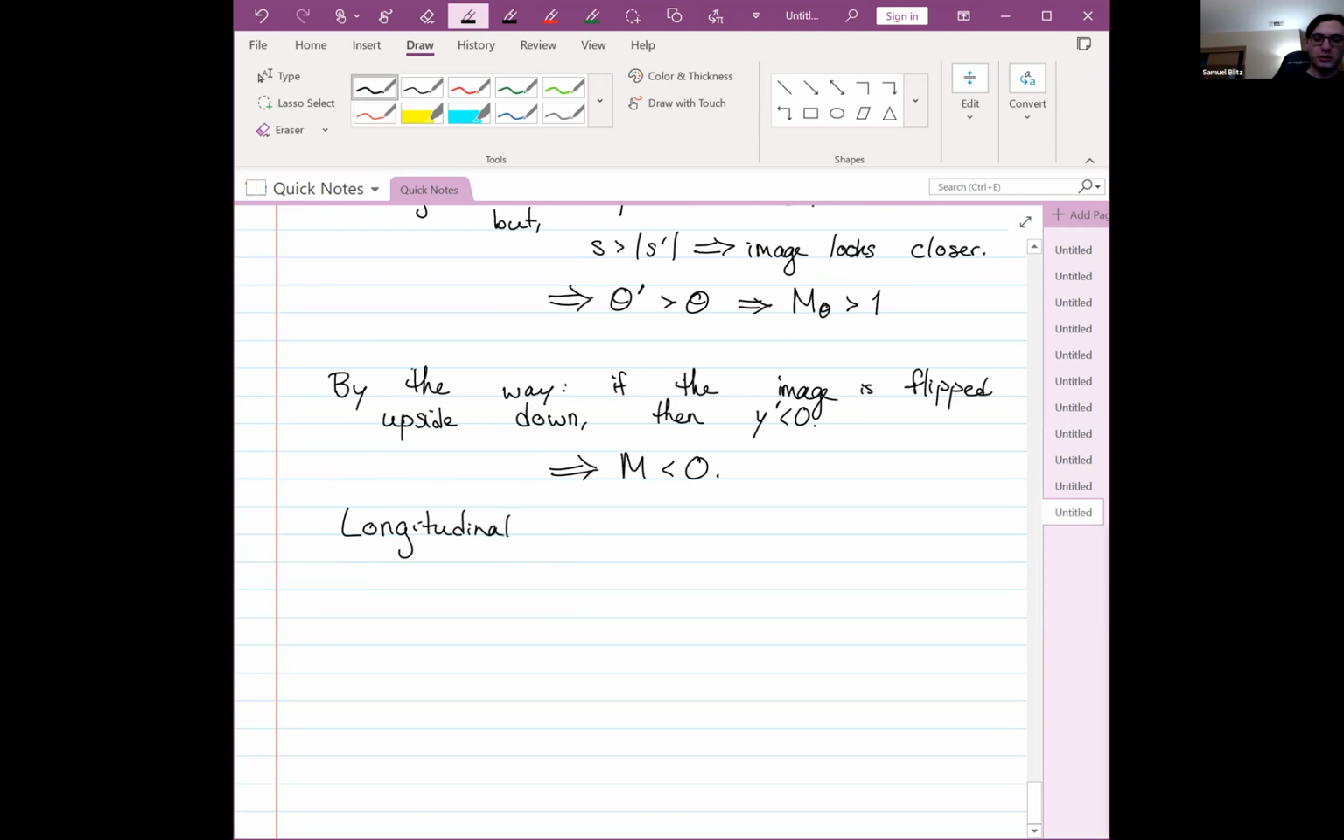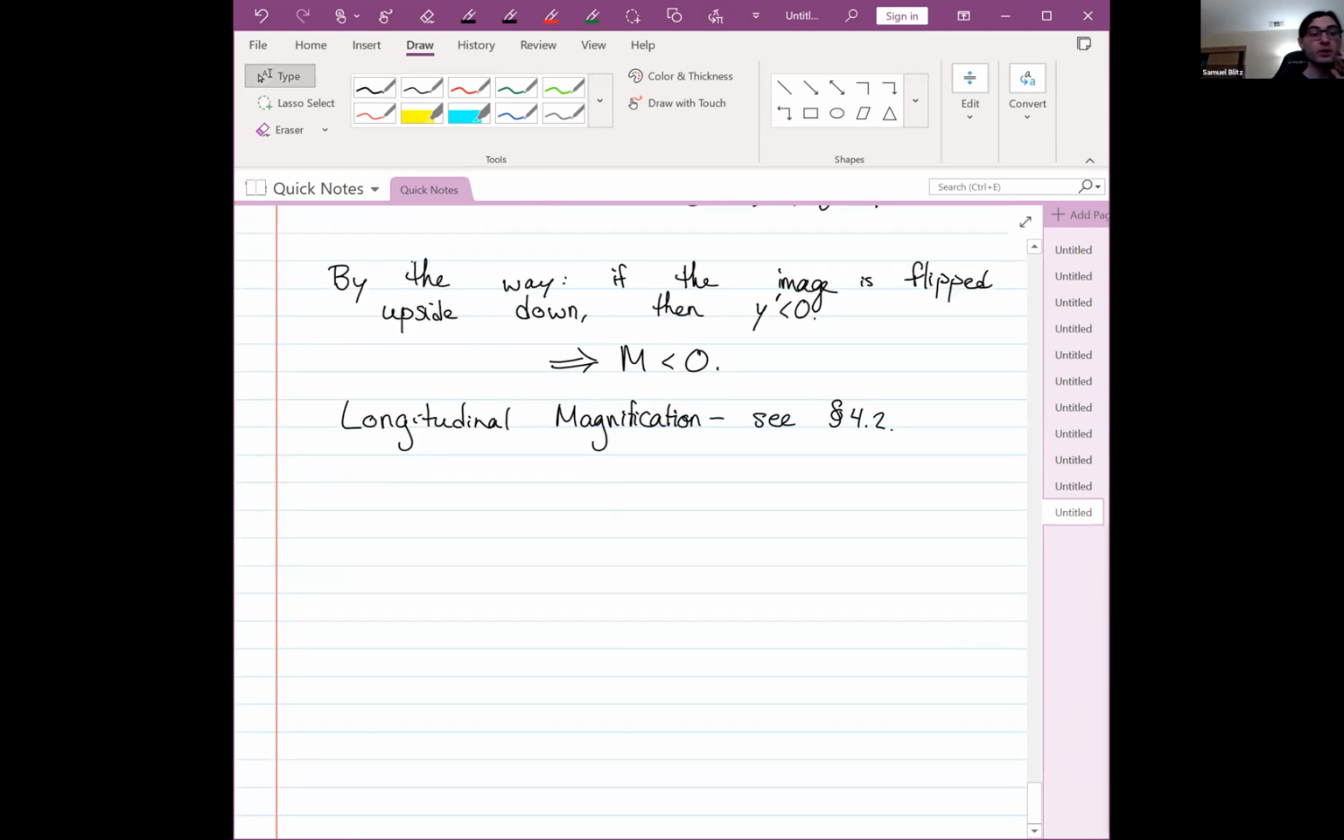Longitudinal magnification. I don't want to spend lecture time on it. See section 4.2. Okay, so with those magnifications out of the way, those are the 3 types of magnifications that you can get. And really only the lateral magnification is the one that we're going to worry a whole lot about. We can fill in our sign conventions.